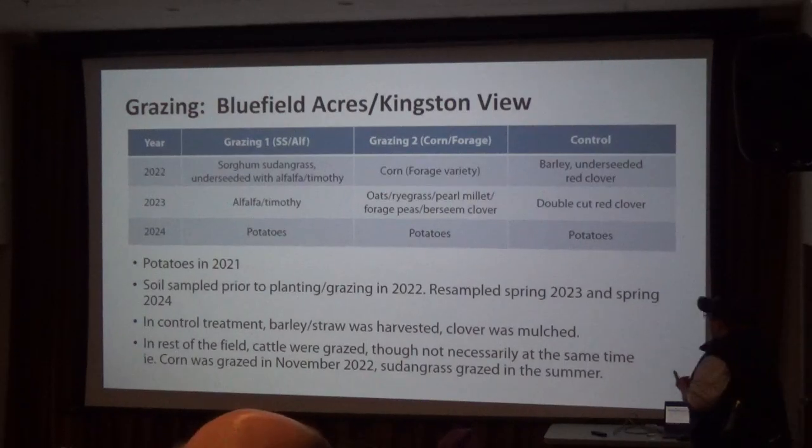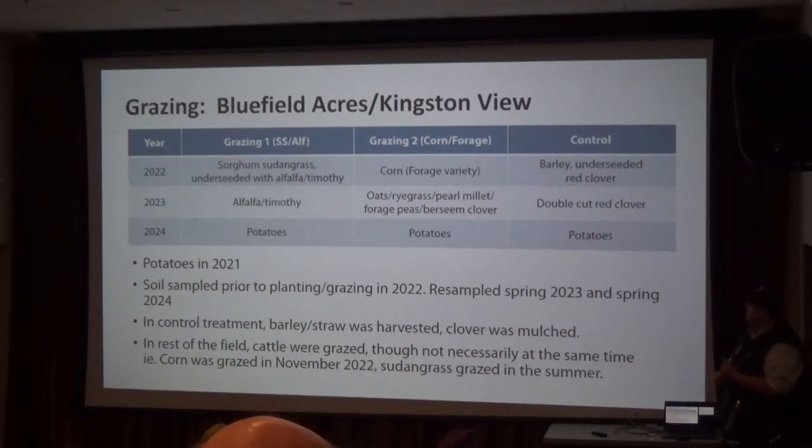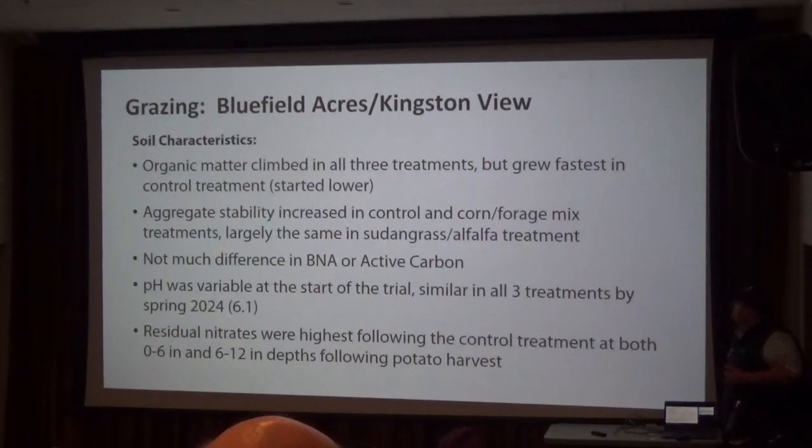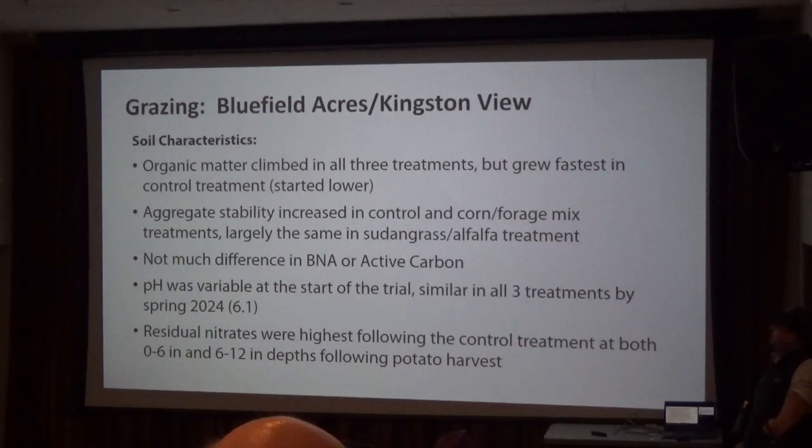We sampled before the grazing, and then sampled each spring as well. What I can tell you is so far, the results were maybe a little bit different than I was expecting. The organic matter climbed in all 3 treatments, but it grew the fastest in the control, which I thought was surprising. That being said, the control started at 2.7 and went to 3.3, and the other parts of the field started at 3 and went to 3.4. So it went a little faster in the control, but maybe I underestimated the sampling in the control in the first place. I'm not sure.